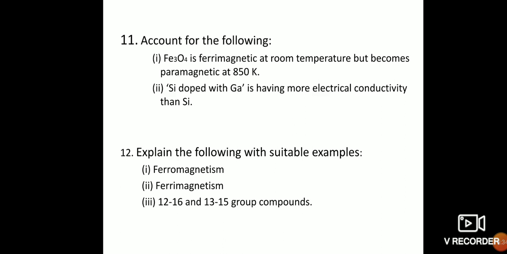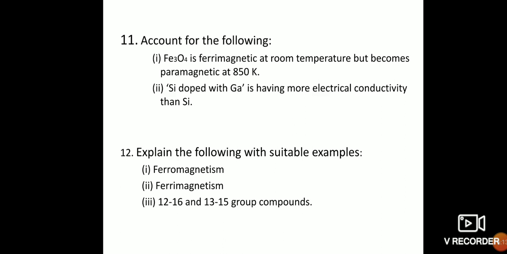Next one: explain the following with suitable examples. First one is ferromagnetism. It is a phenomenon in which substances are strongly attracted by the magnetic field. Examples are cobalt, nickel, iron, gadolinium, chromium dioxide, etc. And these substances are permanent magnets.